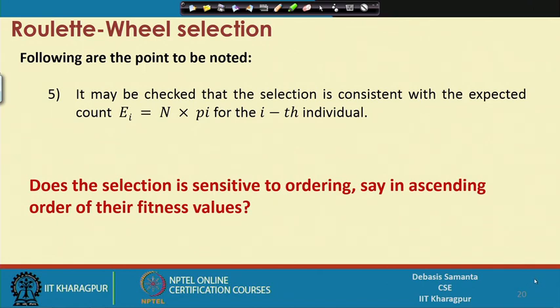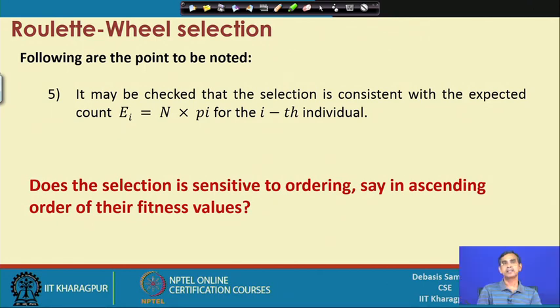Now here obviously one question that arises is whether this selection is sensitive to ordering, say in ascending order of their fitness values. What I want to say is that it is independent of the ordering. If you take the individuals in any order, it will give the results in a probabilistic manner of course, but it is independent of any ordering scheme that is followed. So whether all the individuals are ordered according to their fitness value, and then their p_i value is calculated, and then the cumulative probability, it hardly matters.